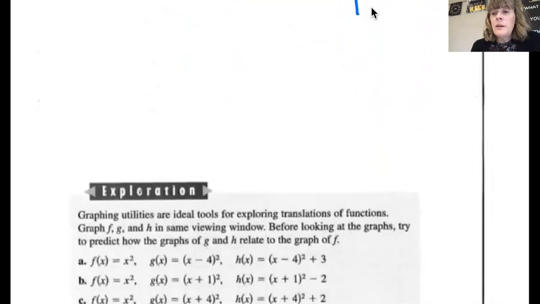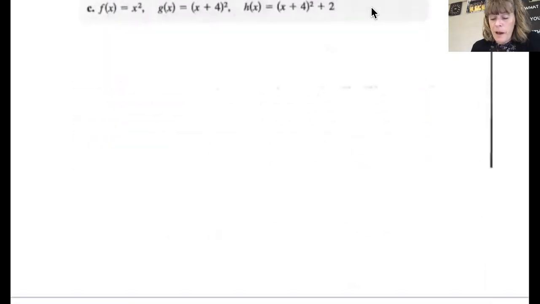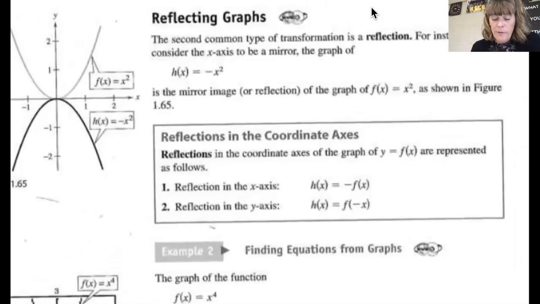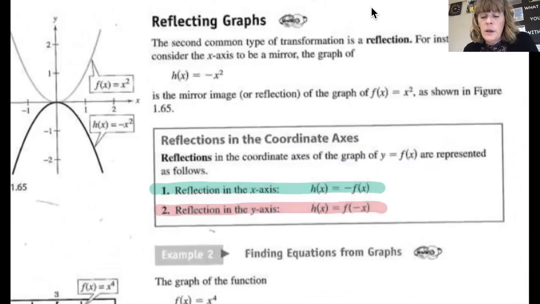Okay, and you can do this with any of those special functions that we had from the previous lesson 1.5. Okay, so let's talk about reflections. We have 2 different kinds of reflections. One is the reflection over the x-axis, and the other one is the reflection in the y-axis, okay? And you'll notice the difference here. The x-axis has a negative outside the whole function, and the y-axis has a negative on the inside of the function. So let's take a look at those examples.